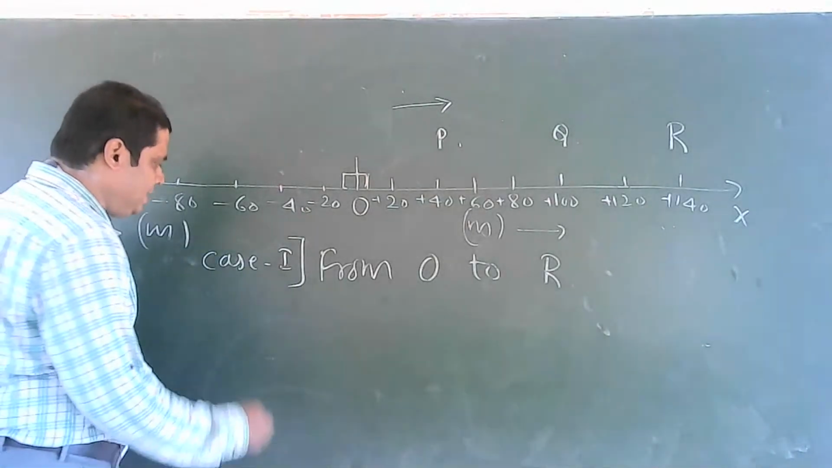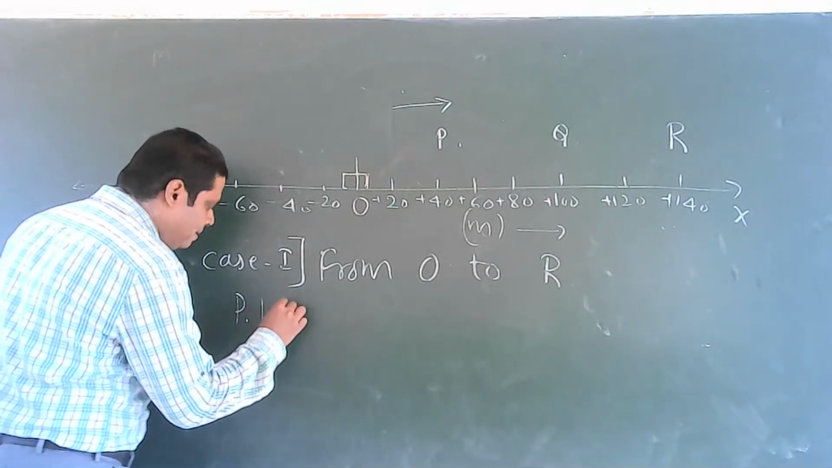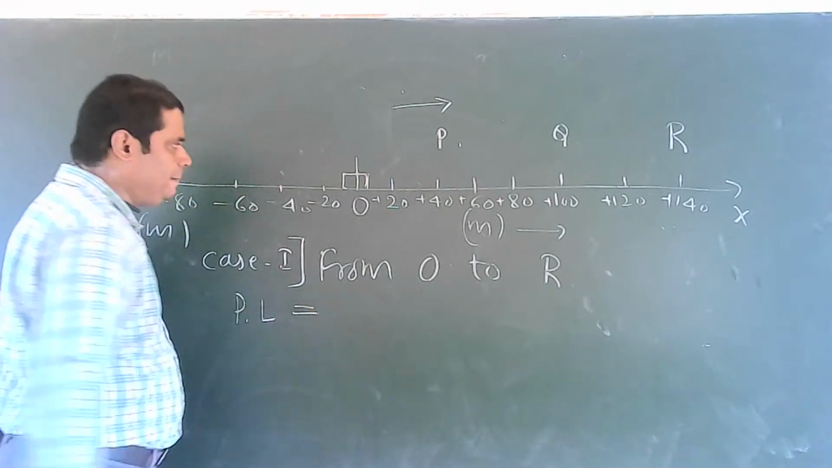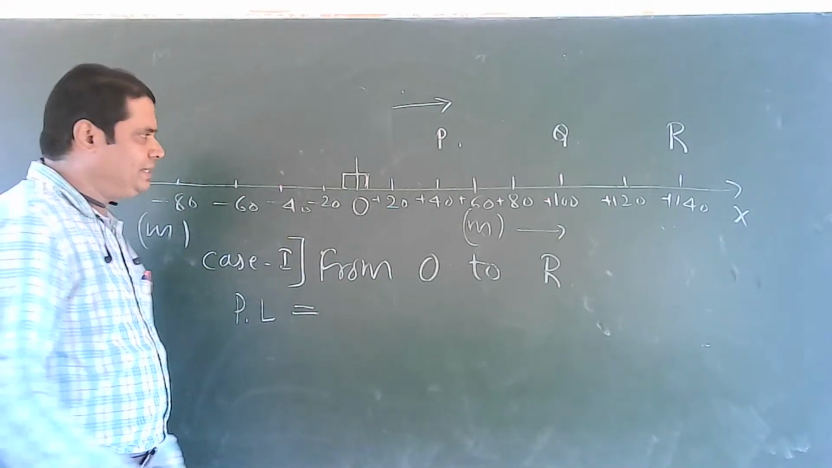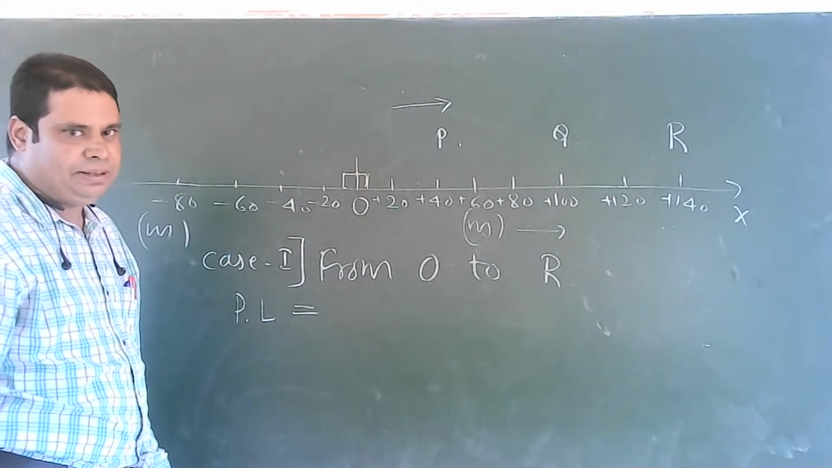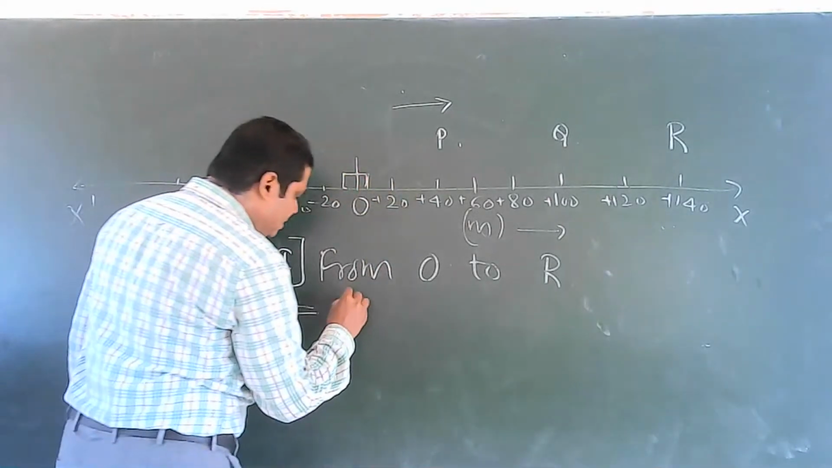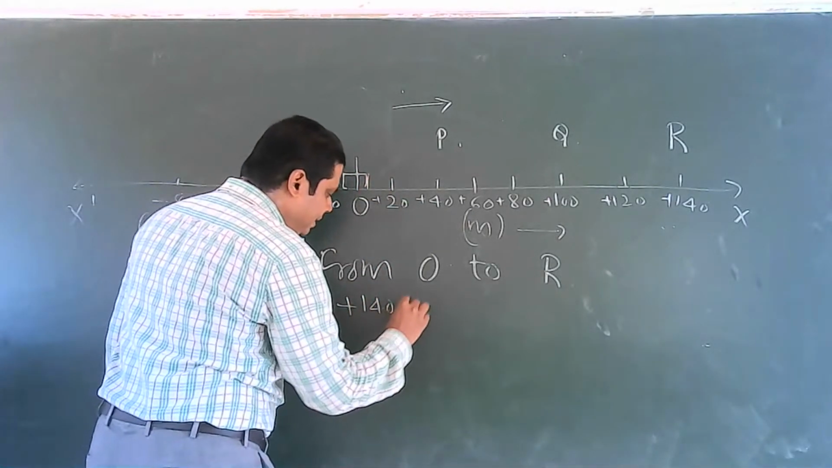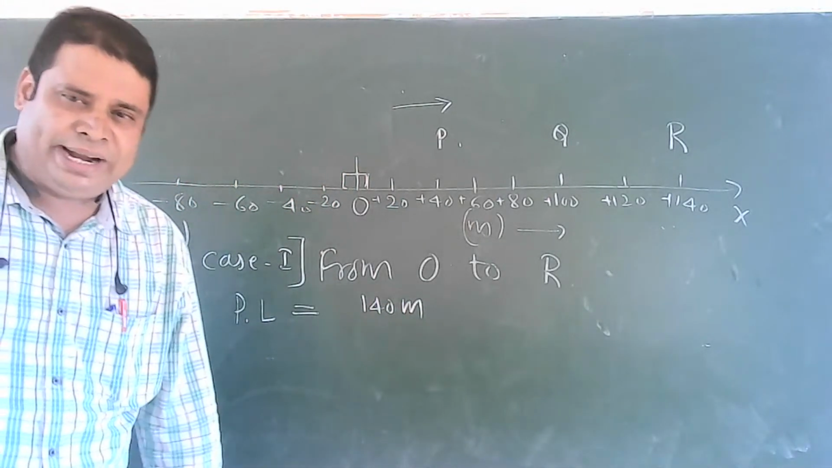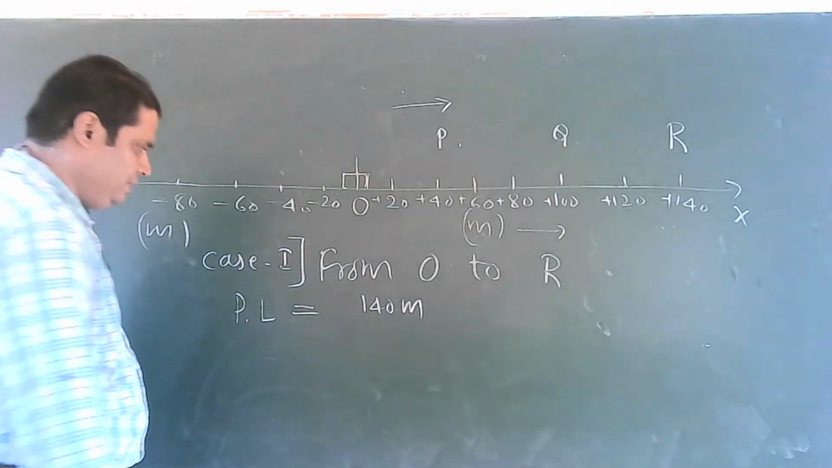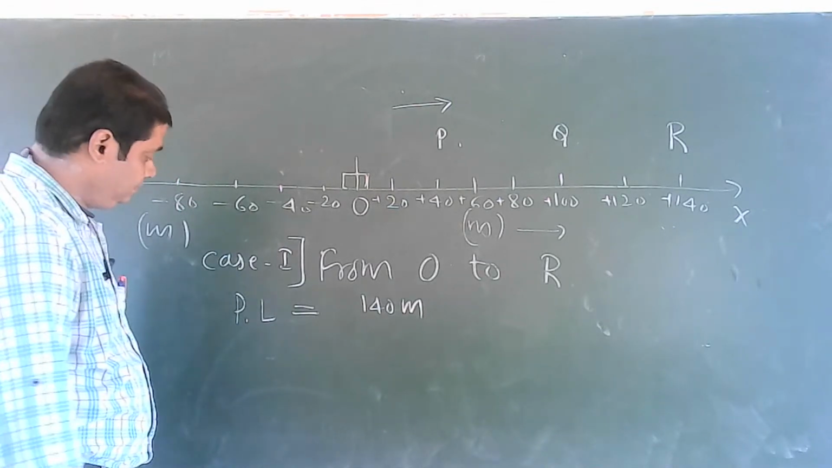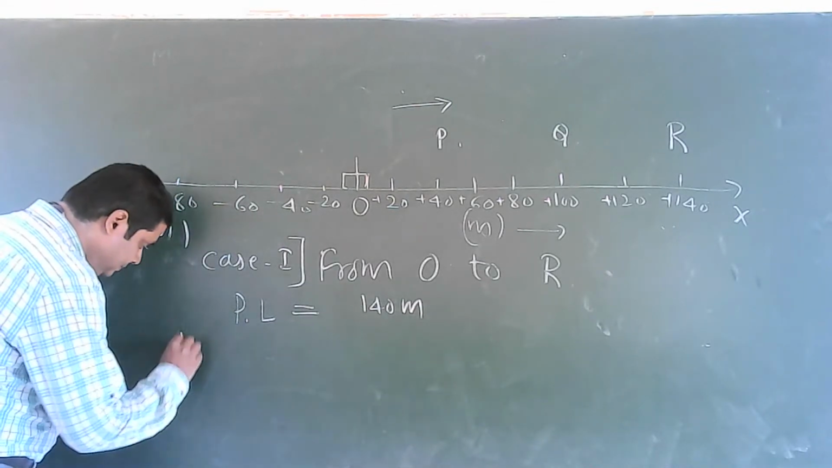What is your task? Your task is to find path length. Let me write path length as PL. What is path length? You know path length at the end is the total distance traversed. The total distance traveled. Of course, path length is 140 meter. Anyway, path length is always a positive quantity. No need to write plus also.